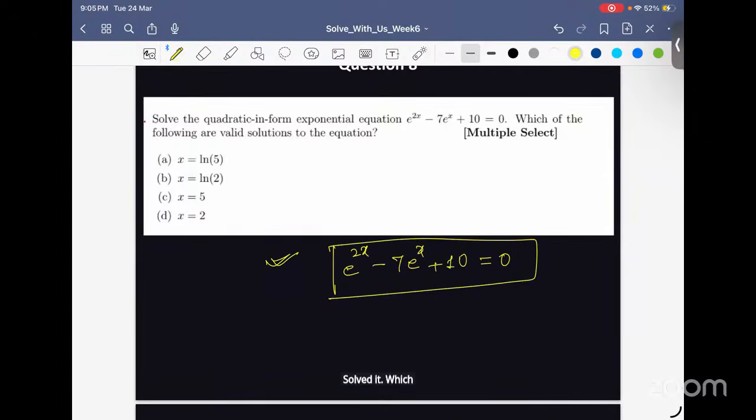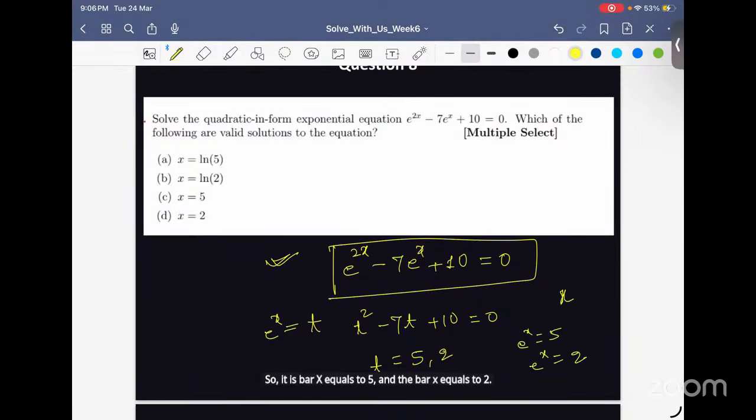Which of the following are the valid solutions for the equation? This is very simple, right? You can just consider e to the power x as t. Then you'll have t square minus 7t plus 10 equals 0. What will we get? t equals 5 and 2, right? So e to the power x equals 5, e to the power x equals 2. So x is ln 5 and ln 2. So A and B are correct, right? Simple.